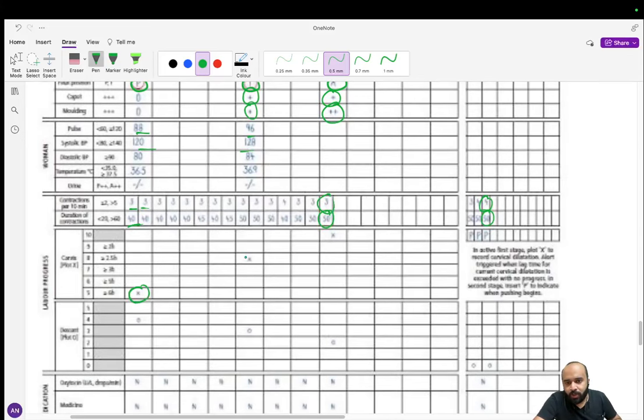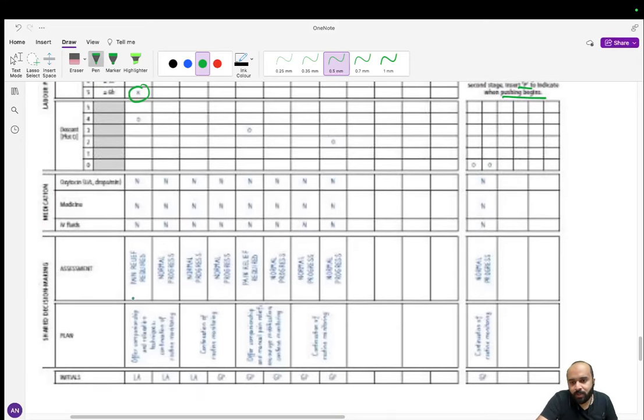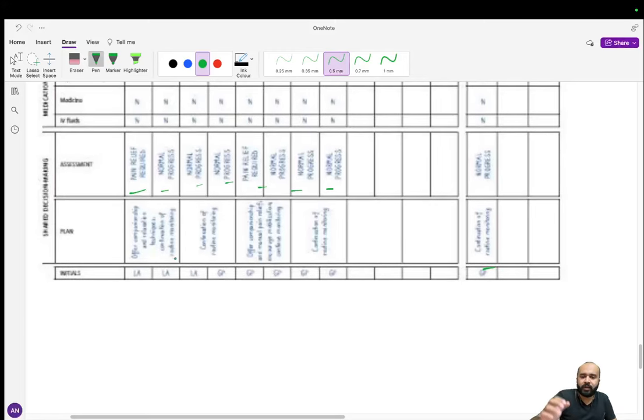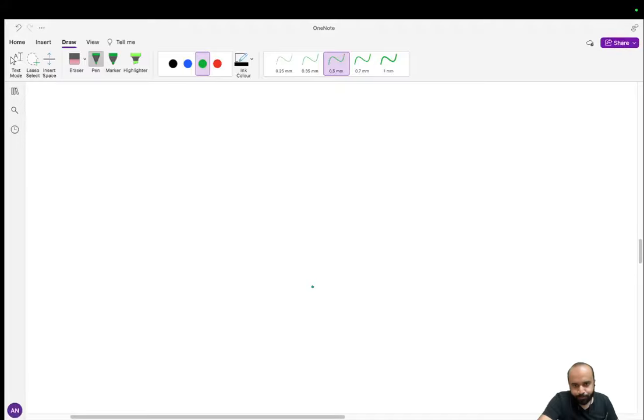the cross is going to indicate that the patient has progressed, and then finally P is basically the baby has progressed and then delivered. P is to indicate that the patient is pushing, that she's bearing down actively. Descent has been plotted, oxytocin has been given. Over here they have mentioned that the progress is normal, and finally continuous monitoring has been given. So there were two people who have monitored. One is LA, Dr. LA, and the other one is a GP, Dr. GP. This is how your labor care guide is going to look like.